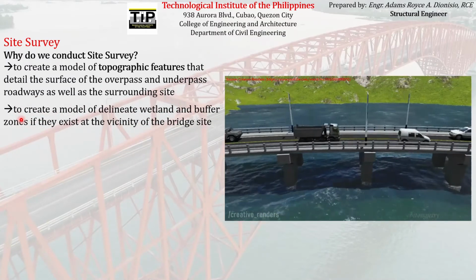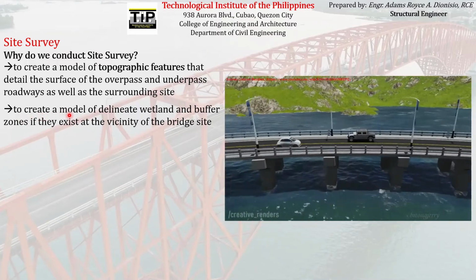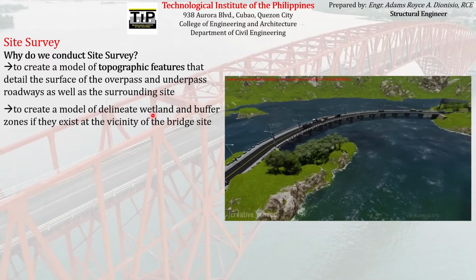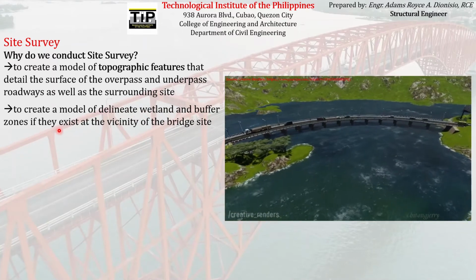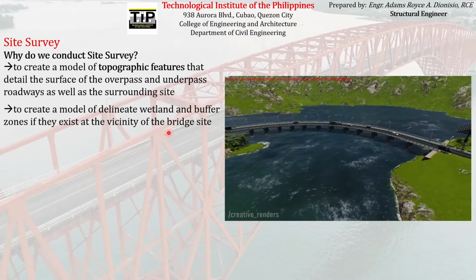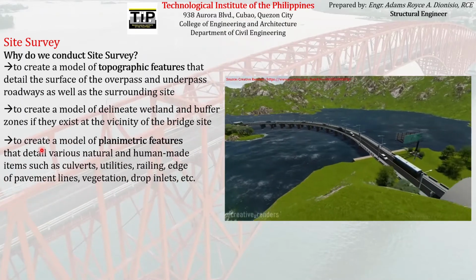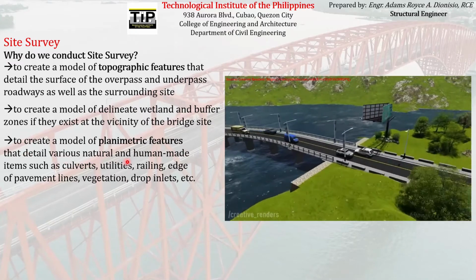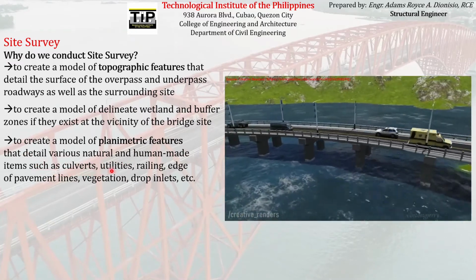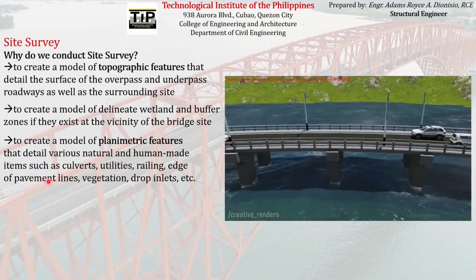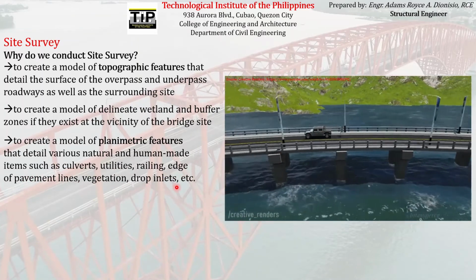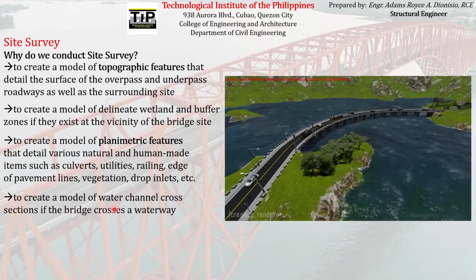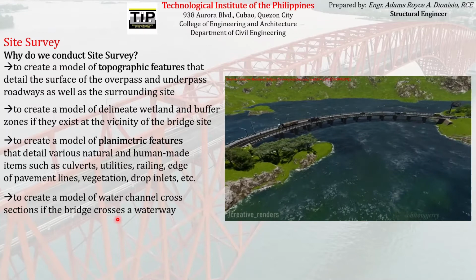Another reason why we conduct site survey is to create a model of delineated wetland and buffer zones if they exist in the vicinity of the bridge site. Another reason is to create a model of planimetric features that detail various natural and human-made items such as culverts, utilities, railing, edge of pavement lines, vegetation, drop inlets, etc. And to create a model of water channel cross sections if the bridge crosses a waterway.